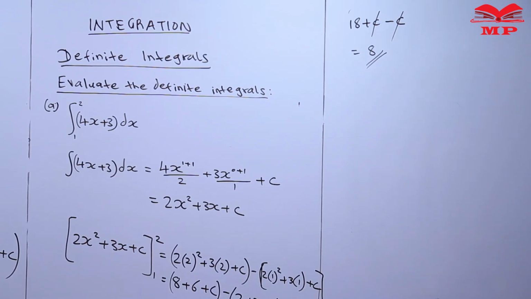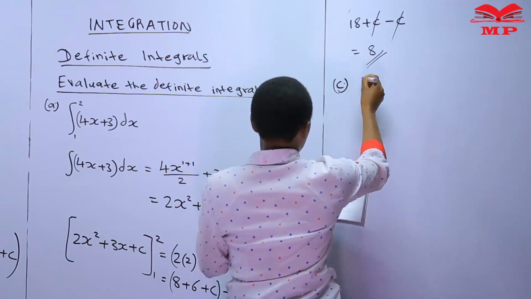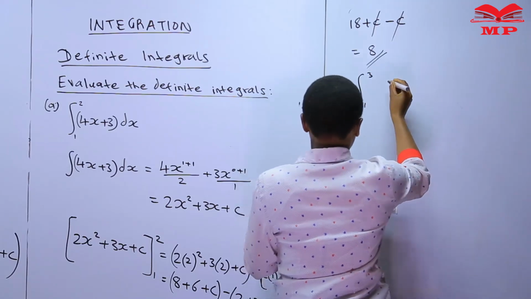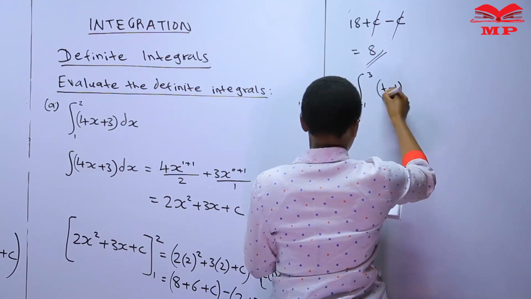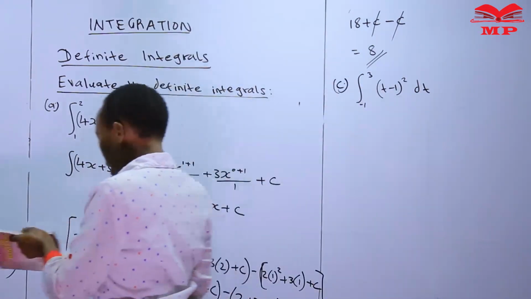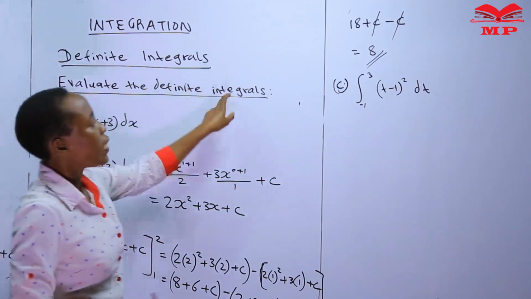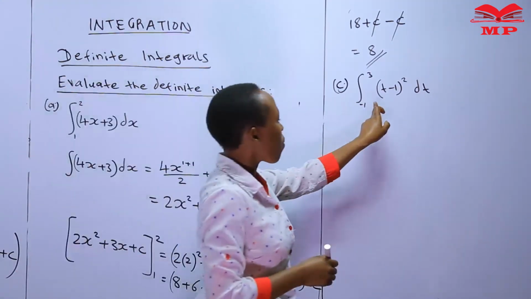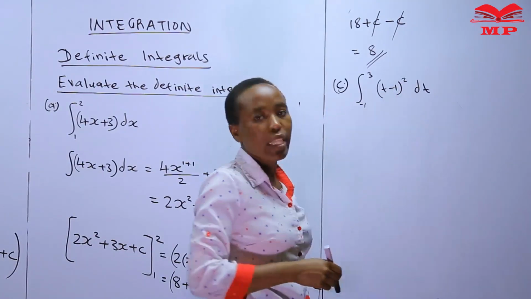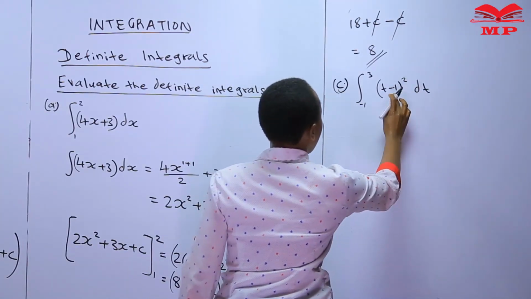Another example for this, we have the following. Part C, we've been given the limits from -1 to 3, and then we have (t minus 1) squared dt. And we are told to evaluate that definite integral. So the first thing is to integrate this, that is (t minus 1) squared with respect to t. In this case, we can first expand this.